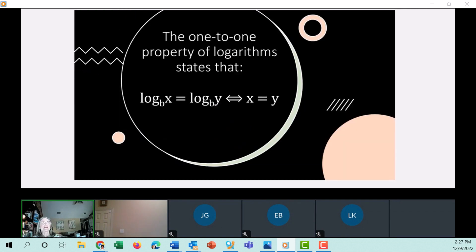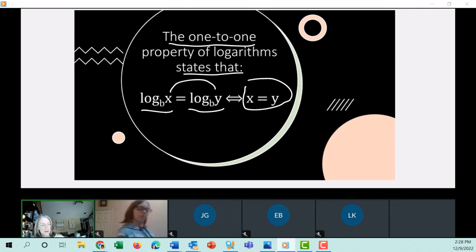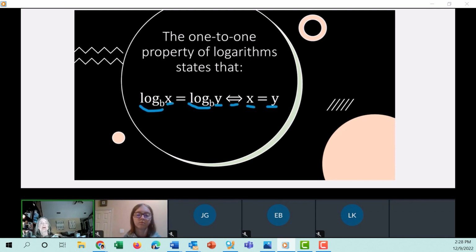Now let's extend that to the one-to-one property of logarithms. I need you to write this down. Log b x equals log b y gives us the same kind of equation that we can set up. Now these two statements will be equal. So I want you to copy this down and keep it in your notes because we're going to have that as the first question on our exit ticket. And we're going to be using this throughout the lesson. So let's set up an example.